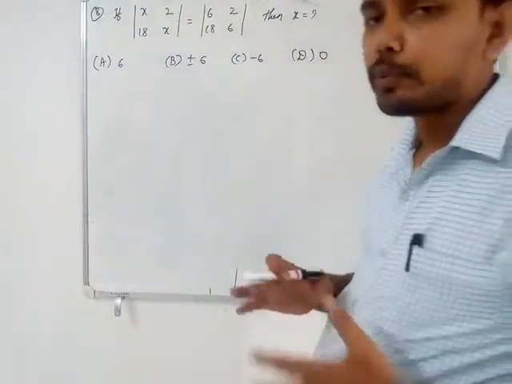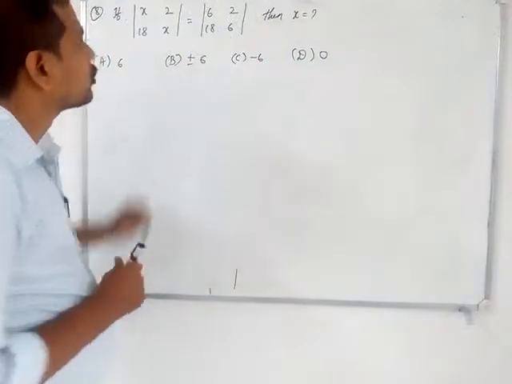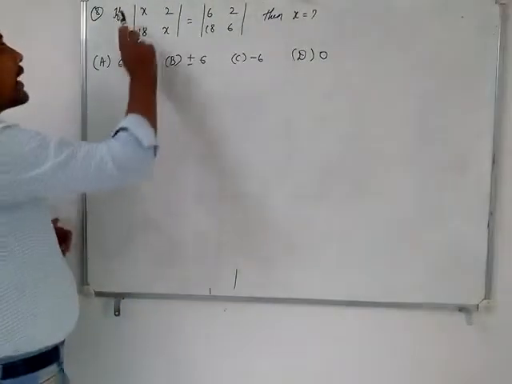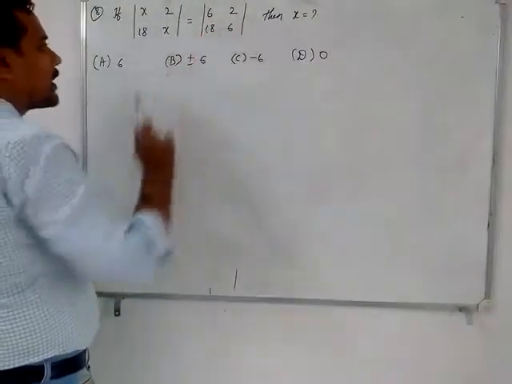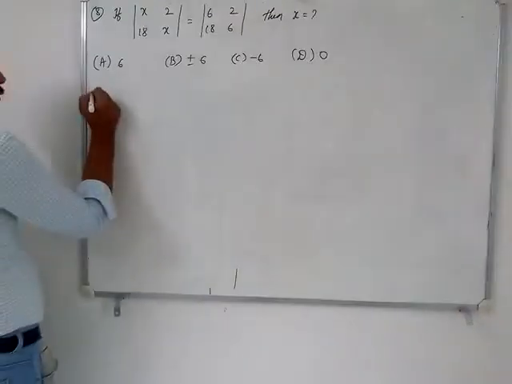As we all know, one or two problems of the exercise will have objective type questions. So this is also an objective type question. If the determinant x 18 / 2 x equals the determinant 6 18 / 2 6, then what is the value of x? Okay, so let us try to find it.